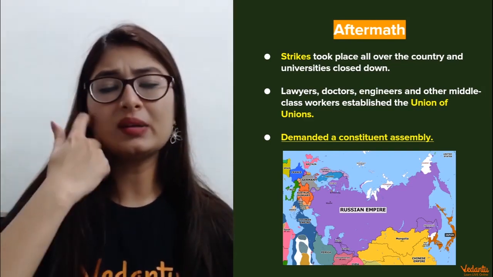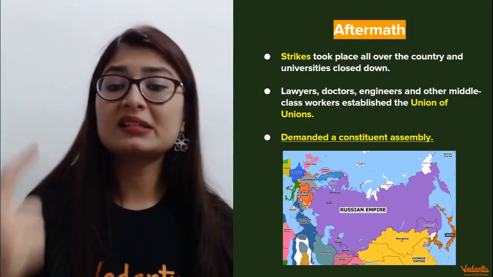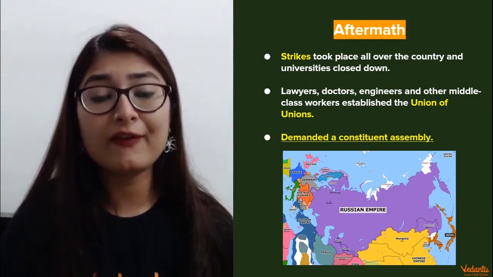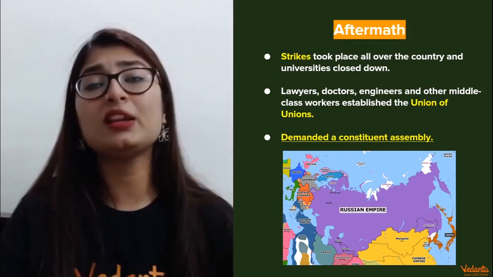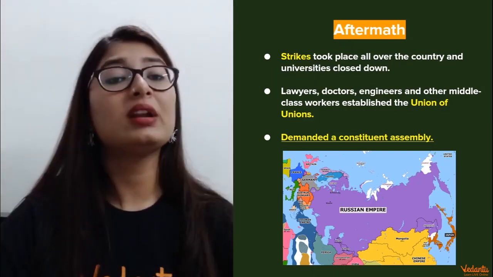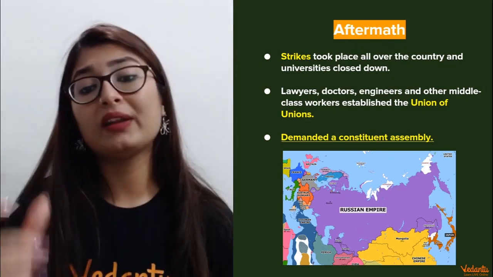Students closed down the universities. They were like, no matter what, we are going to oppose the government. Engineers, lawyers, doctors, middle class workers, everyone started forming unions on unions. One by one, many unions started being formed. Everyone had gone on strike and everyone was against whatever was happening.